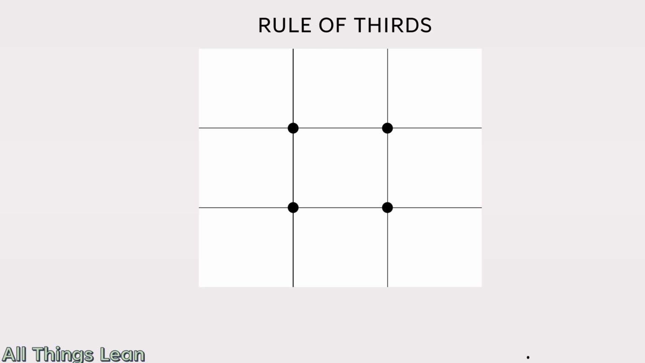The rule of thirds is one of the most helpful tools that empower you to balance your main subject and the white space within your image.